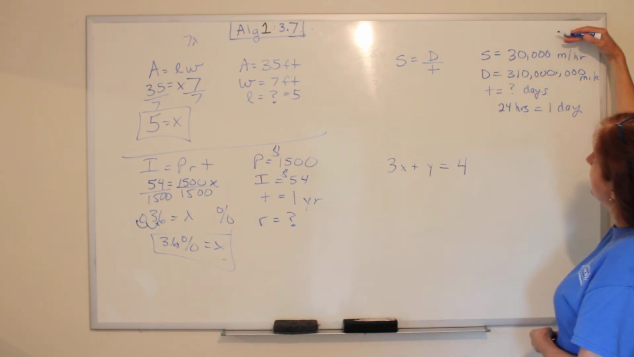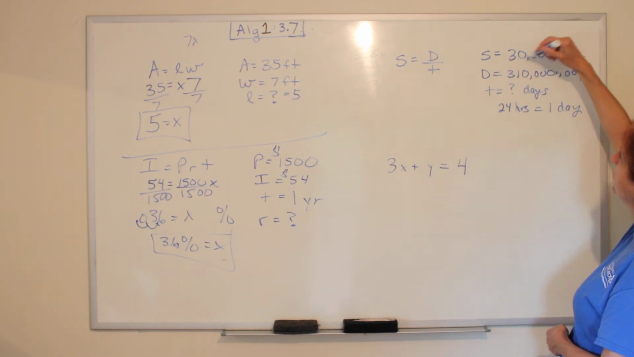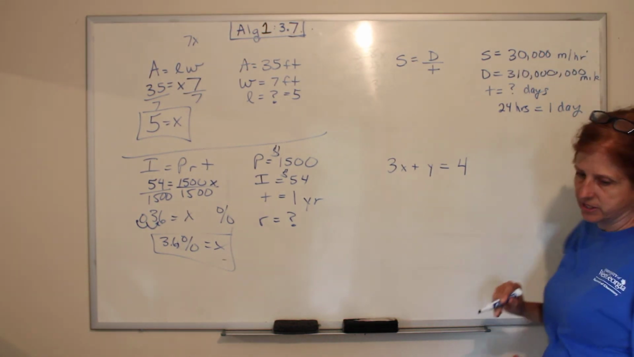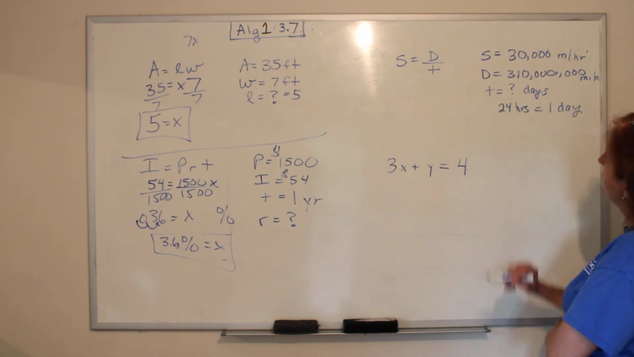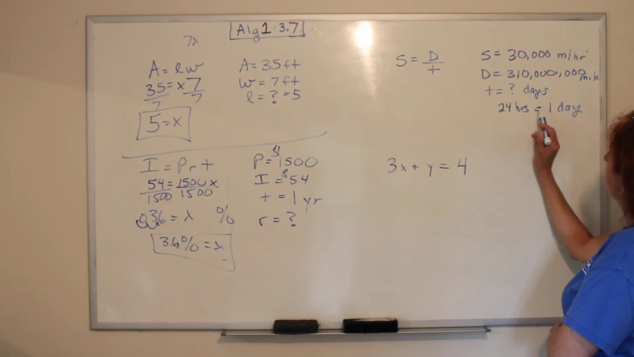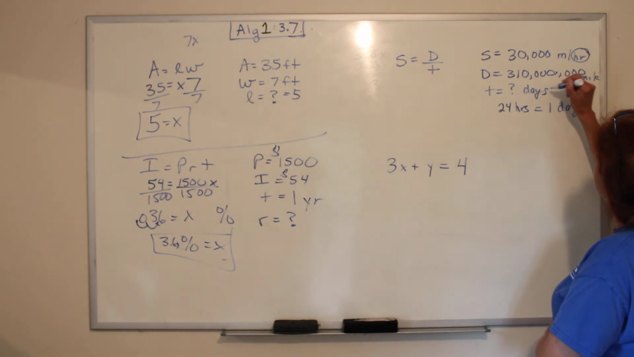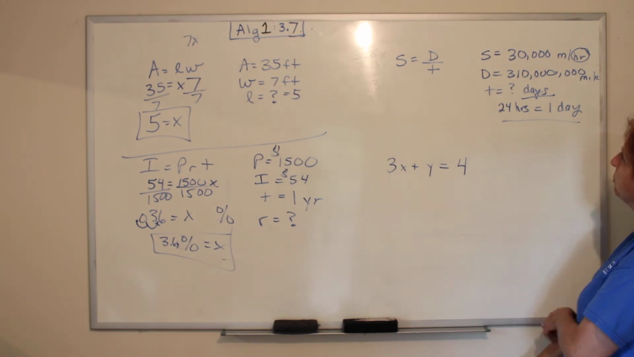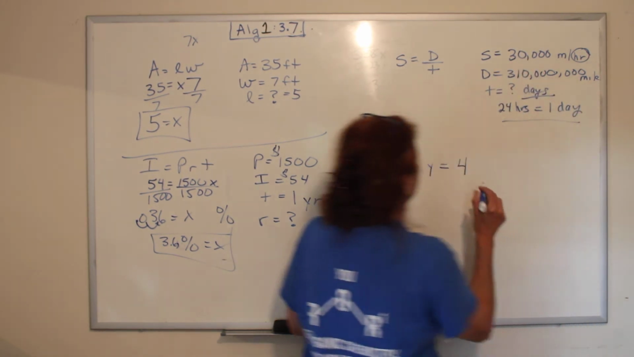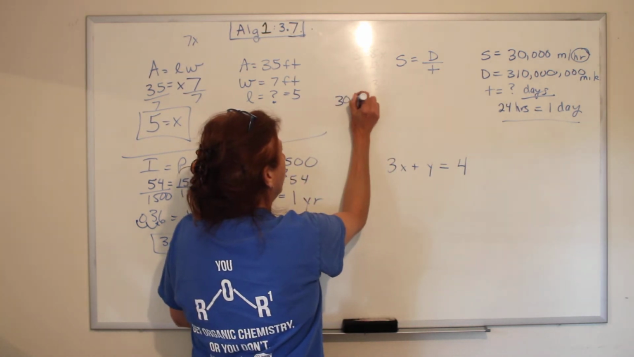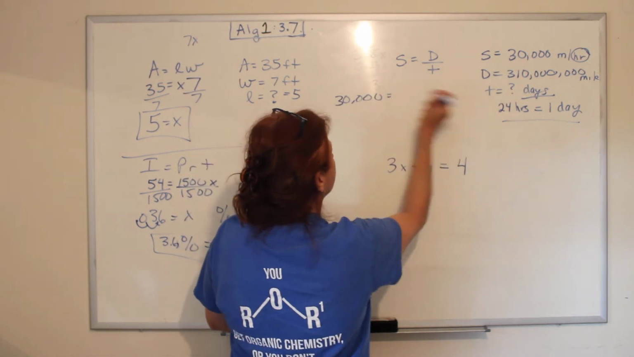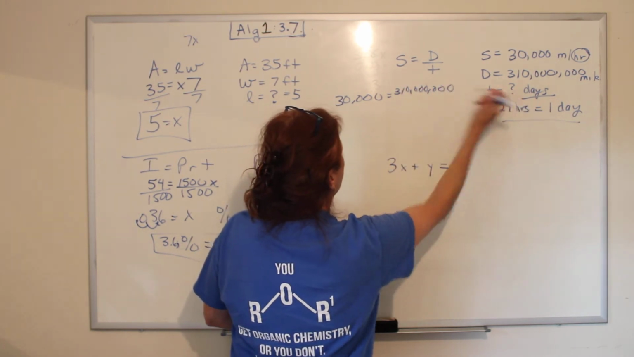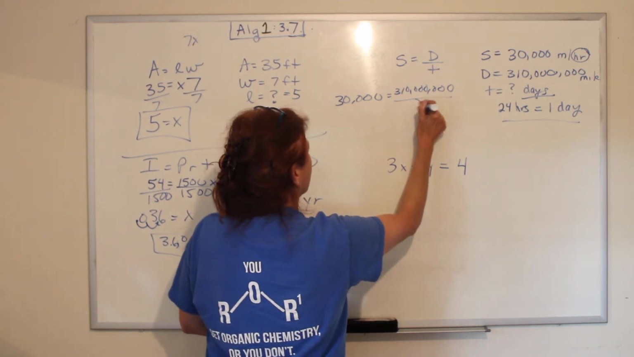All right, so my speed is 30,000 miles per hour. My distance is 310 million miles. This was a spaceship thing. How many days will it take to get there? And notice this is in hours and we're asking days, so we're going to need a conversion factor that 24 hours equals 1 day. So we're going to substitute 30,000 for speed. The distance is 310 million. And our time is our x, what we don't know.